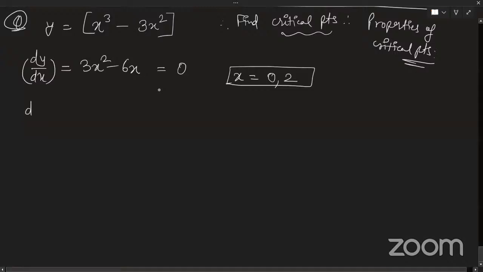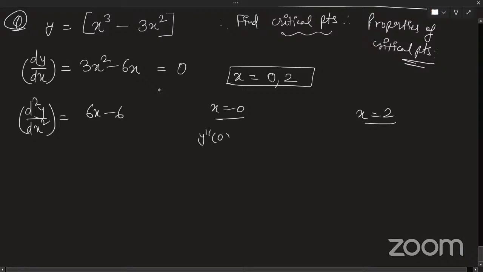Okay. Yes, sir. Find its second derivative. 6x minus 6. Correct. So you have x is equal to 0. You have x is equal to 2. Tell me, what is its value when I put x is equal to 0 inside over here? Minus 6. Yeah. And what if I put 2?